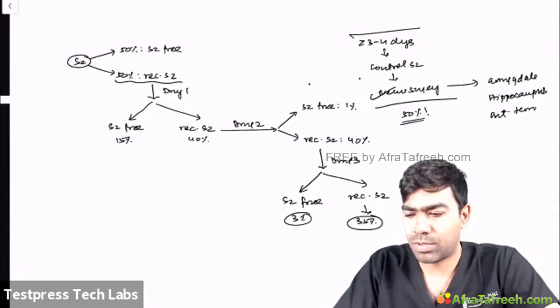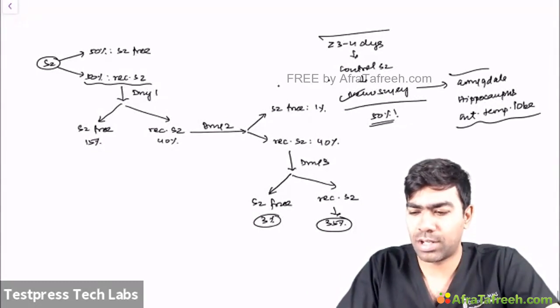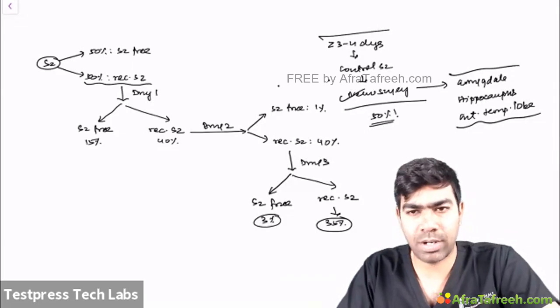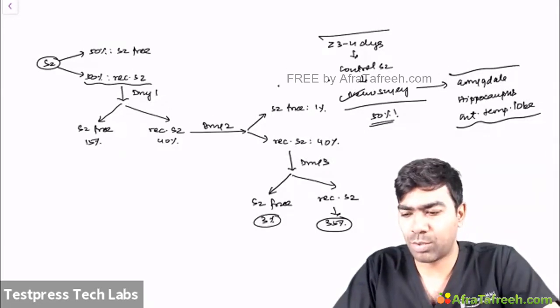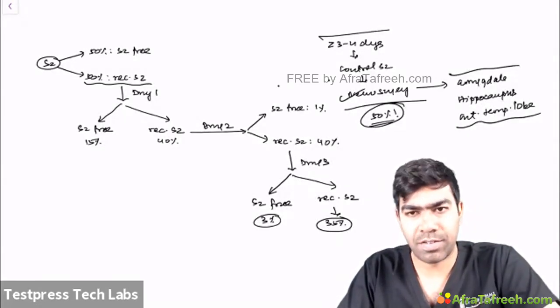Anterior temporal lobe. These are the areas that are generally considered to be epileptogenic, and removing these areas has the least post-operative effects on the cognitive function. So that's why we remove these areas, and the chance of the patient becoming seizure-free is approximately around 50%.